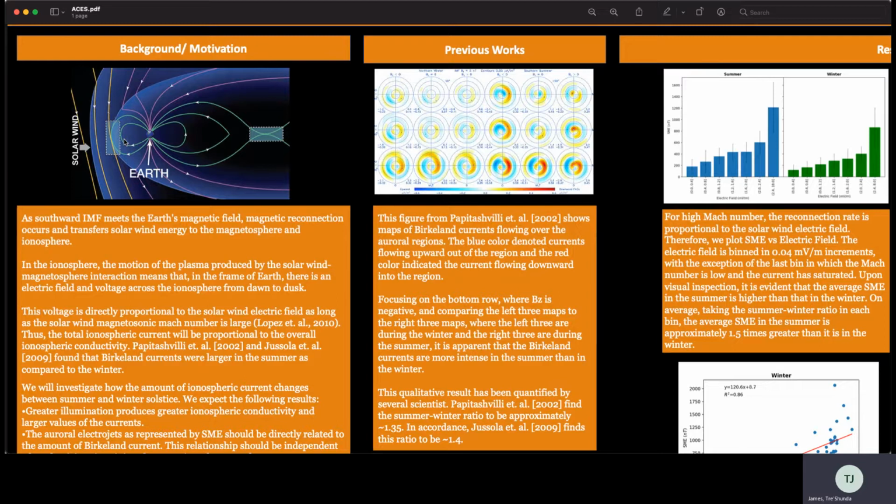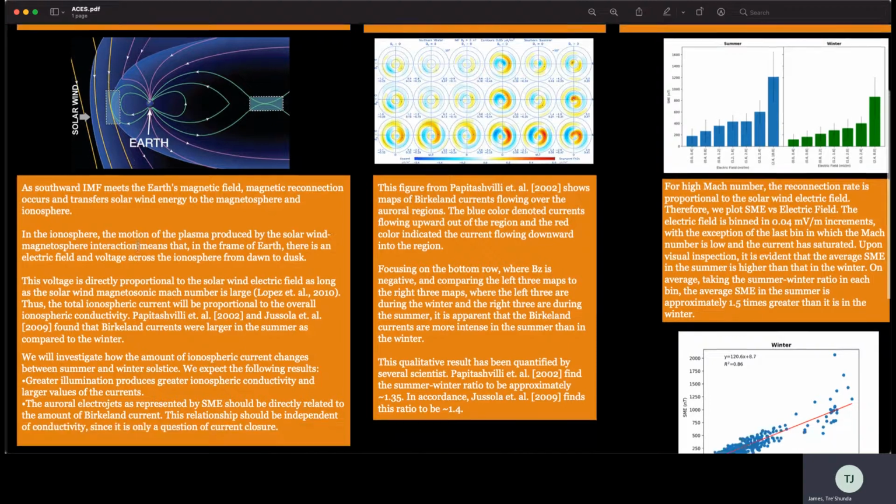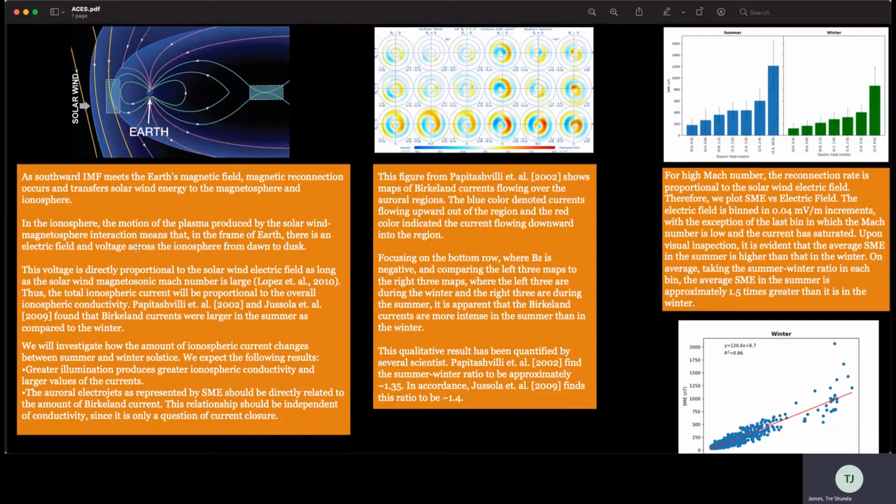However, the amount of current in the ionosphere is asymmetric between the summer and the winter. So in this study, we want to quantify this asymmetry. In doing so, we expect that greater illumination produces greater ionospheric conductivity and gives larger values of the current. We also expect that the auroral electrojets, as represented by SME, should be directly related to the amount of Birkeland currents. This relationship should be independent of conductivity, since it is only a question of current closure.